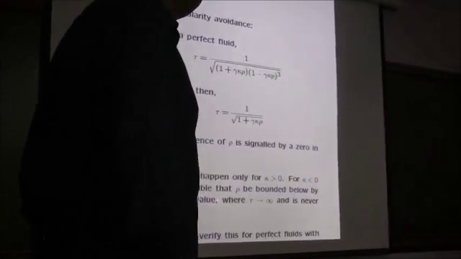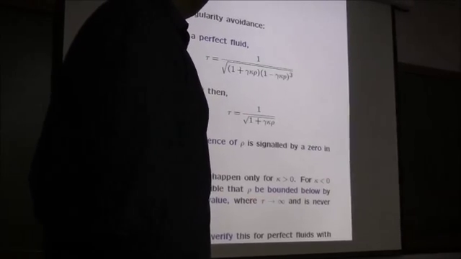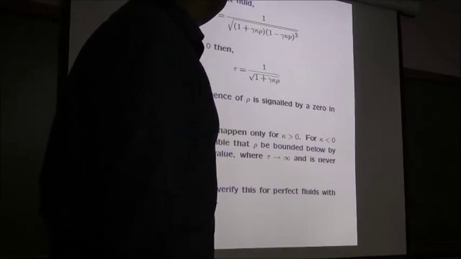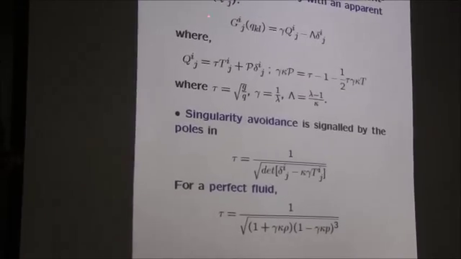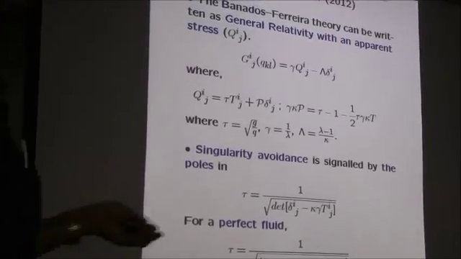For kappa less than 0, it is possible that rho be bounded below, but at a finite value where tau tends to infinity, that is near to 0. And one can verify this for perfect fluids with rho p not equal to 0. The main point over here is that you could still write something which is like an Einstein theory, but then for the Q metric and some mixing.